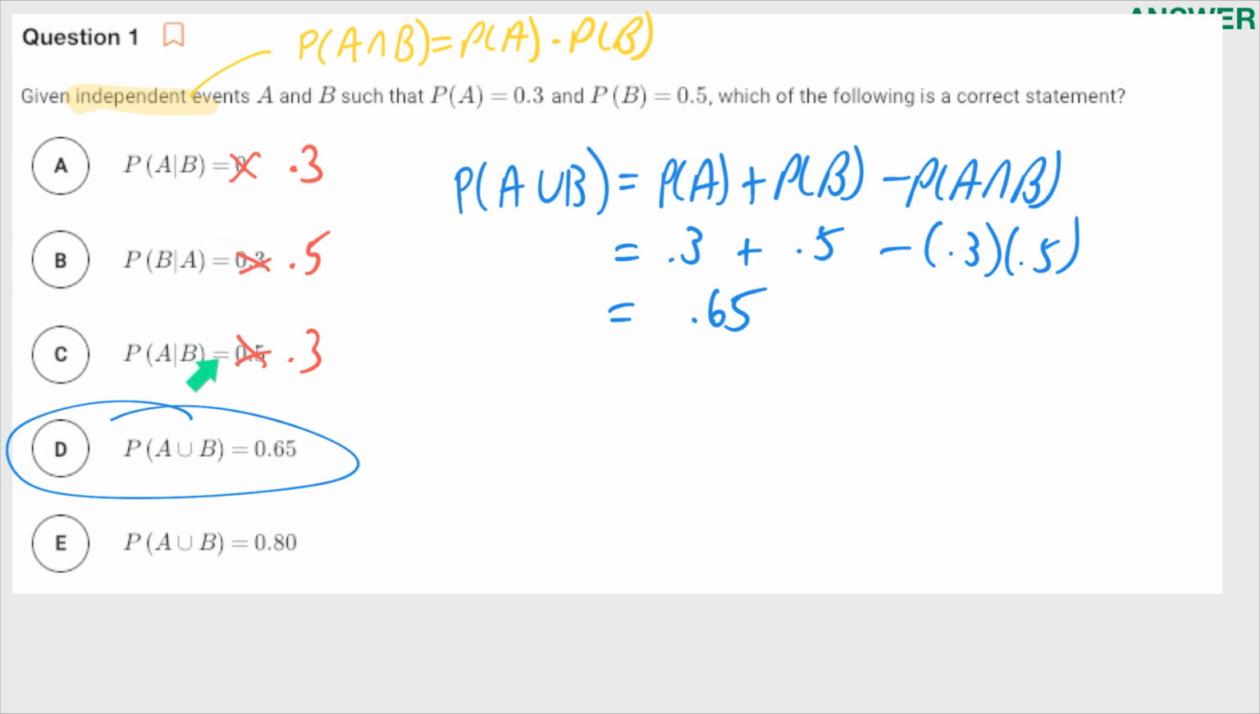Those 3 are out, so now we go to the formula ones. Probability of A or B is sum the 2 probabilities and subtract off one of the overlaps because you counted it twice. Plugging numbers into that formula, A and B can be calculated using the gold formula up here because they are independent. 0.65, choice D.